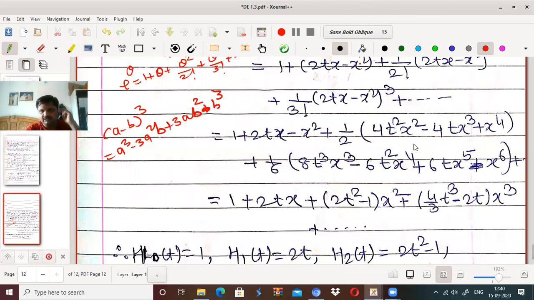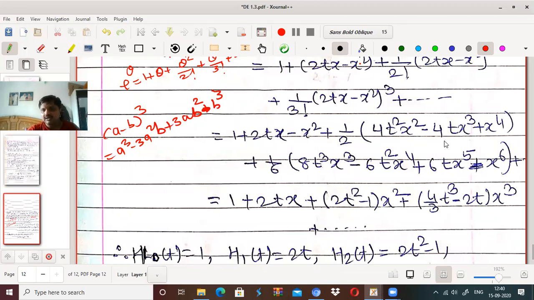We will collect the second power of x terms, or we can say that we collect the terms of x square. So the x square term will be 1 by 2 into 4t square x square, that is 2t square x square, minus x square. So I will take x square common, we get 2t square minus 1.